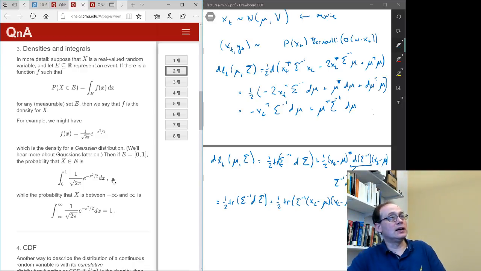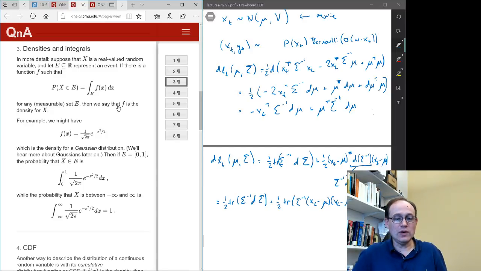Somebody's asking on Piazza about the log determinant. Where did that come from? That comes from the expression for a Gaussian distribution. If you look up on Wikipedia the expression for the likelihood of a Gaussian distribution, you will find that there's a determinant in the likelihood, and therefore a log determinant in the log likelihood. So the answer for where it came from is: it came from where we looked it up.